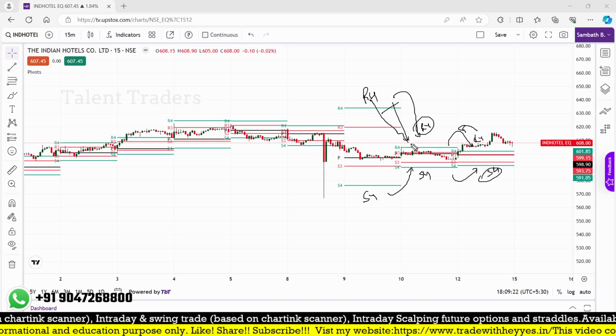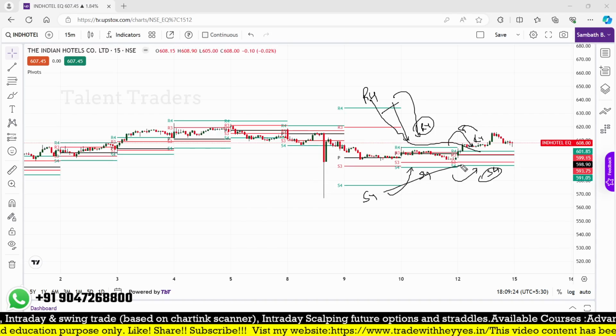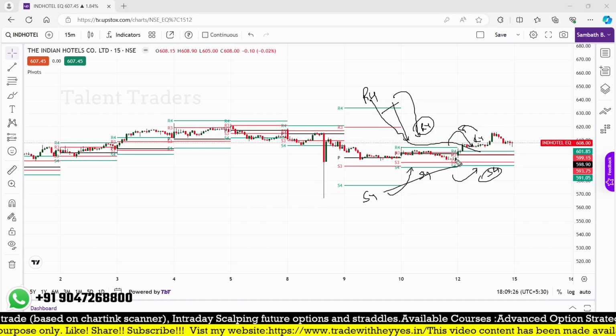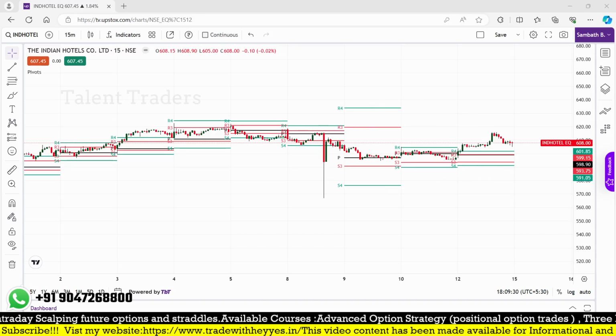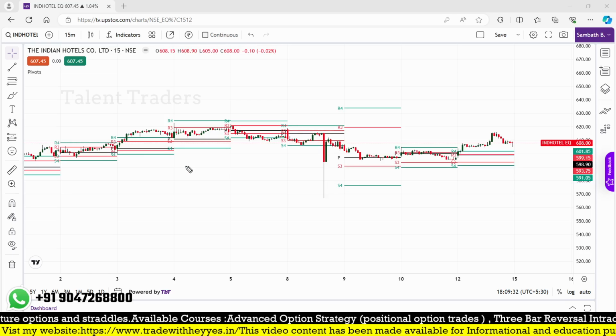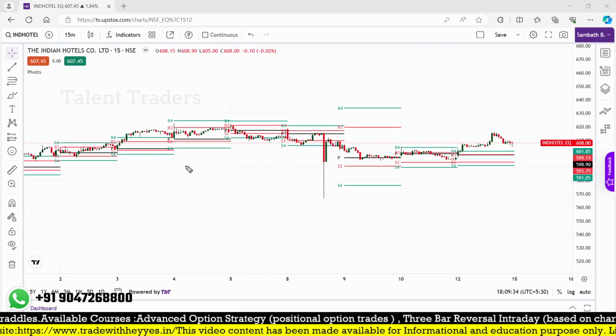So here the pivots are in a very tight range, narrowing the range. Maybe we are going to get an R4 breakout and S4 breakdown. So that should be the most powerful one. The potential breakout which we find with this particular scanner.